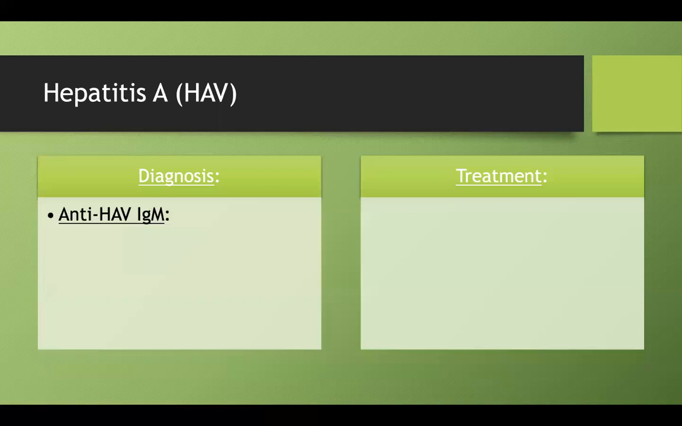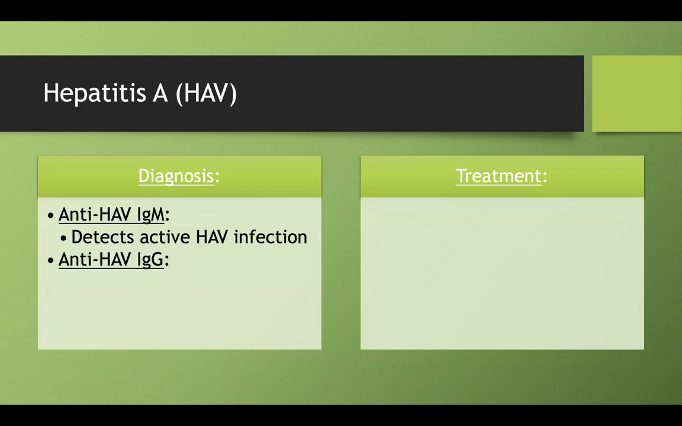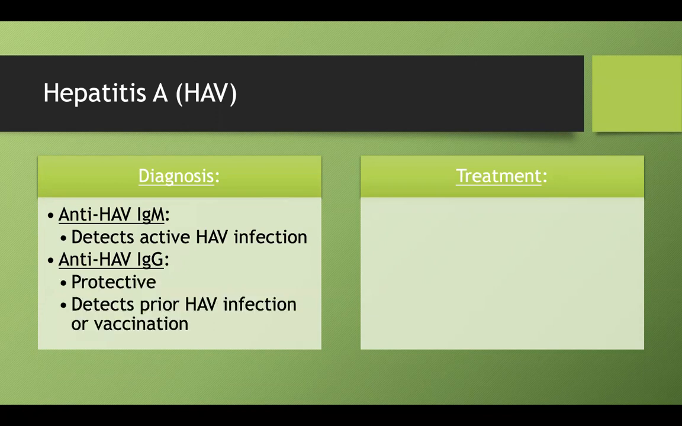So to diagnose this, you can use serology testing. And so you can use the anti-hepatitis A virus IgM, which will detect an active hepatitis infection. You can also use the anti-hepatitis A IgG, which is a protective antibody, and that'll tell you whether or not the person either had hepatitis A in the past or was vaccinated.